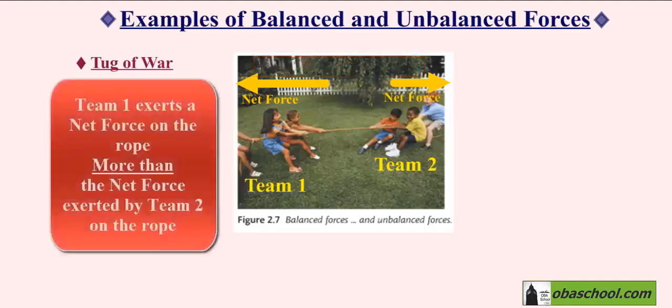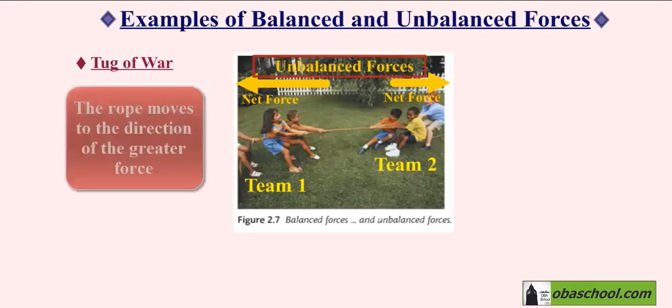The same applies if Team 1 exerts a net force on the rope more than the net force exerted by Team 2 on the rope. As you can see, the arrow for Team 1 is longer than Team 2, then the rope will move to the side of Team 1. These are also unbalanced forces. That means the rope moves to the direction of the greater force.